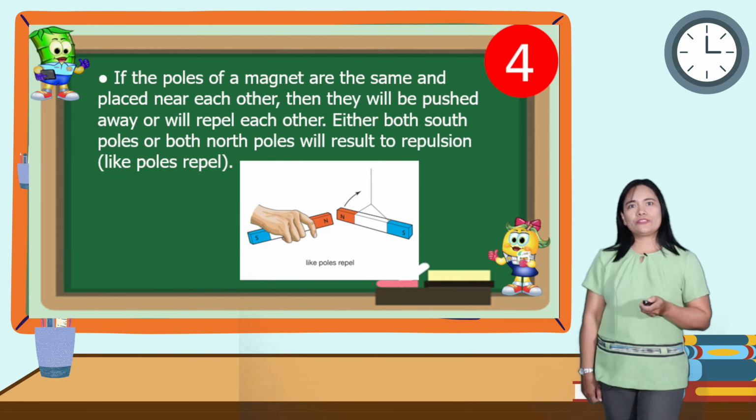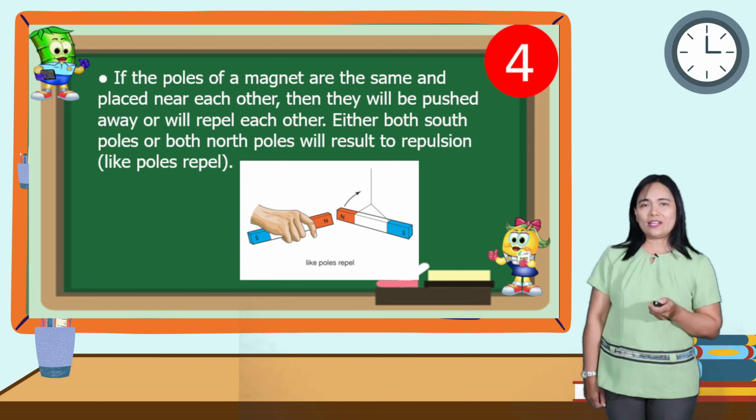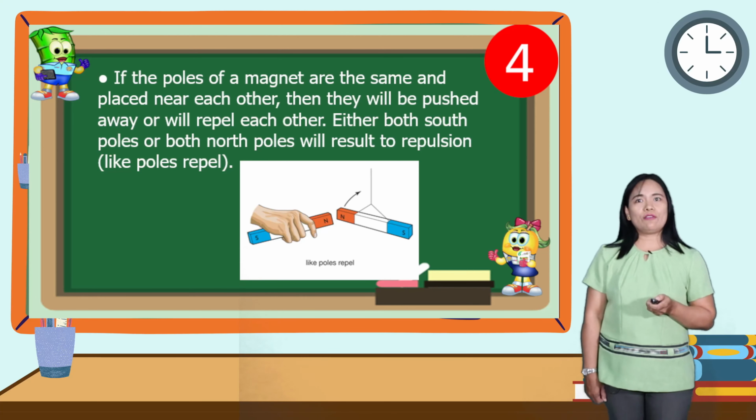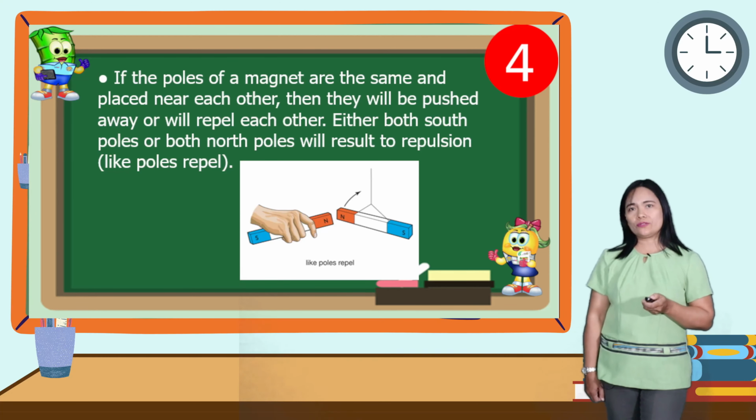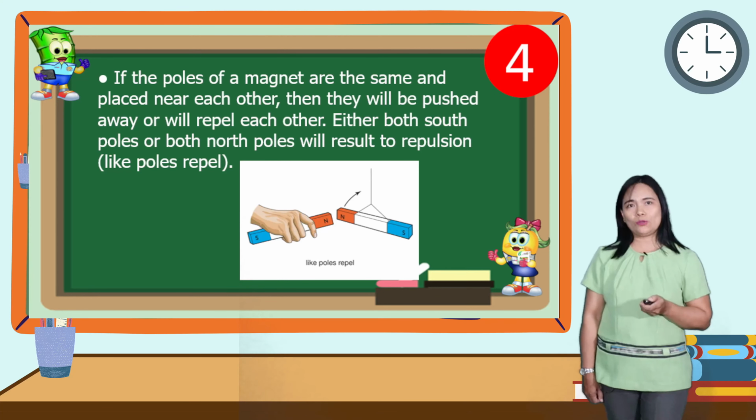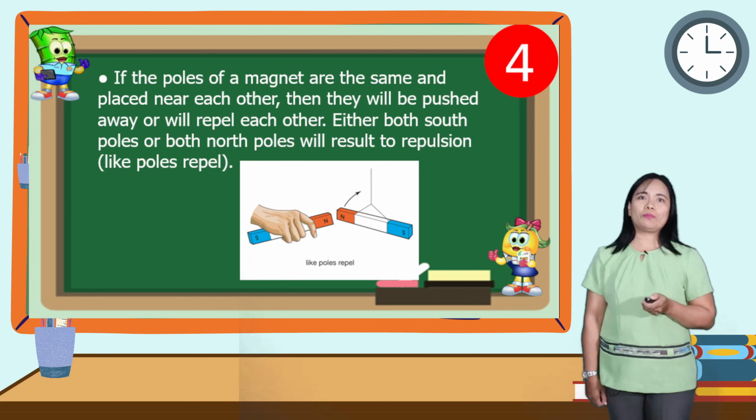If the poles of a magnet are the same and placed near each other, then they will be pushed away or will repel each other. Either both south poles or both north poles will result in repulsion.